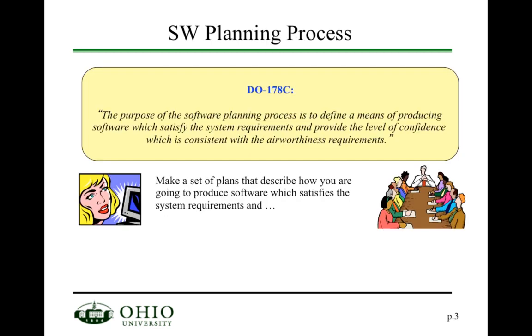Alright, so if you look at the D178C, like anything else, it has an original definition of the planning process. It says that the purpose of the software planning process is to define a means of producing software which satisfies the system requirements and provides a level of confidence which is consistent with the airworthiness requirements. In making a software product, for example for an aircraft, it's part of a larger system, so we have to make sure that we satisfy these system requirements as well.